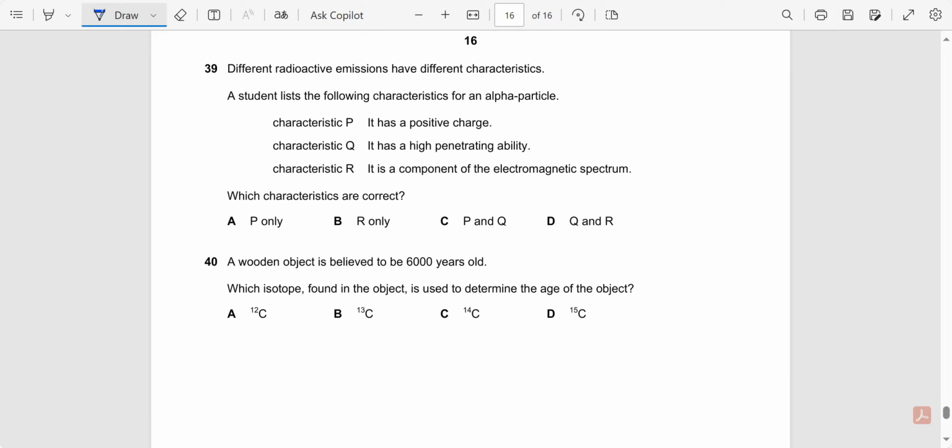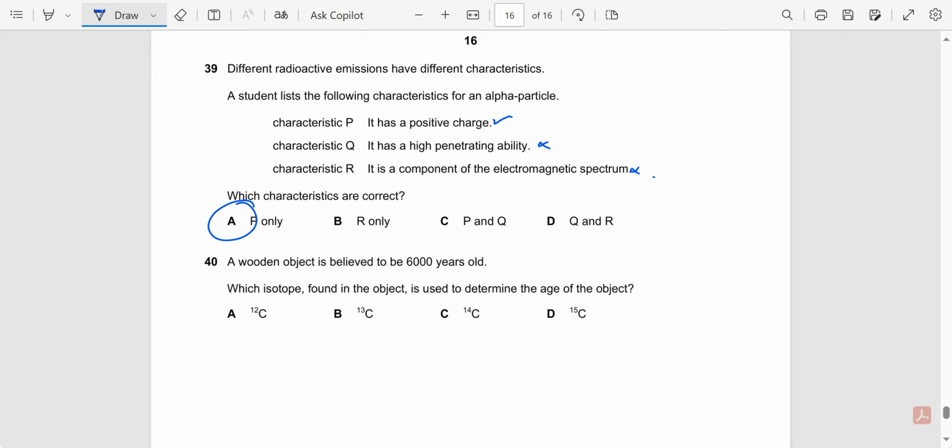Different radioactive emissions have different characteristics. The student lists the following characteristics for alpha particles. It is a positive charge. Yes, it is positive charge. It has high penetrative ability. No, that's not. It is a component of the electromagnetic spectrum. No, it's not. So it's P only.